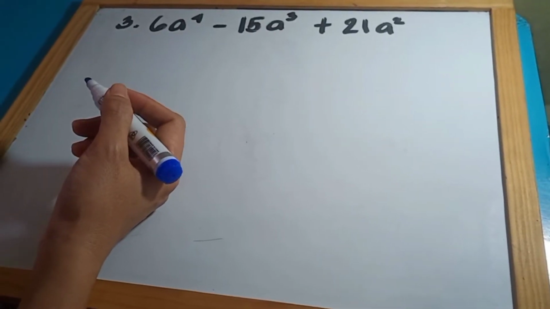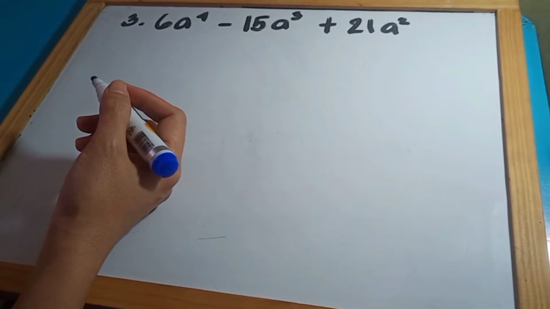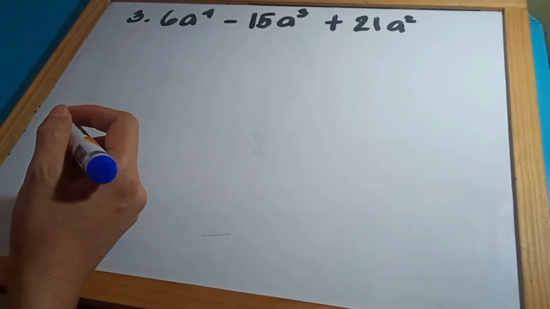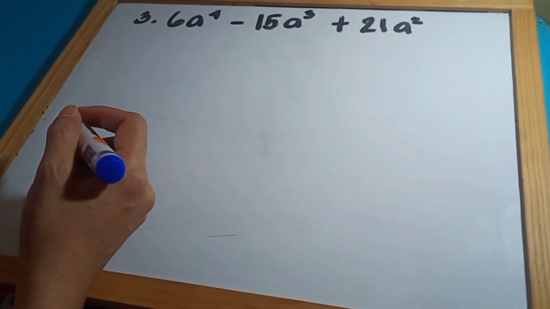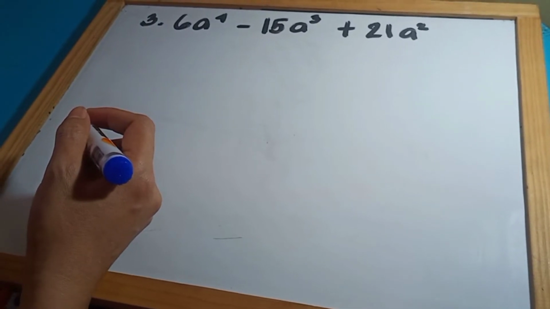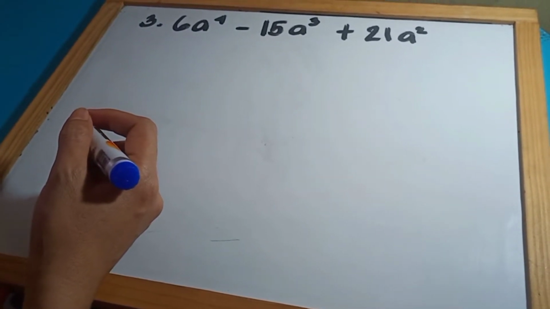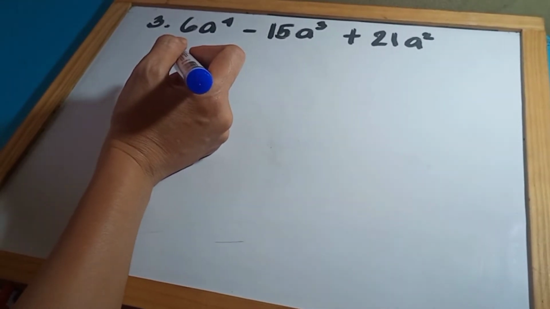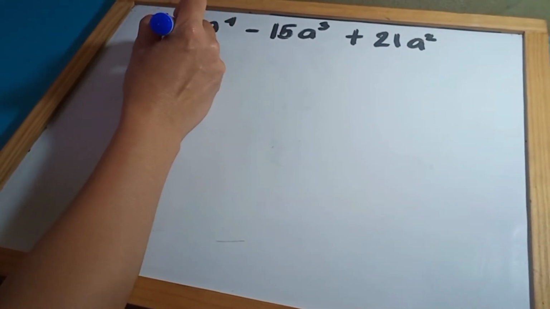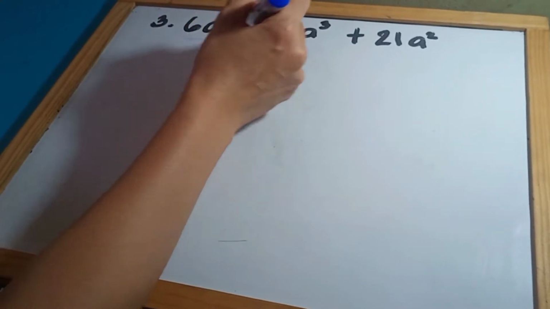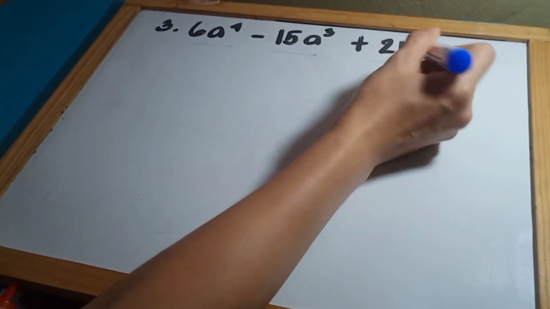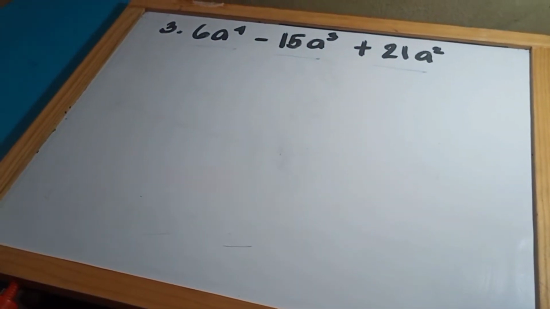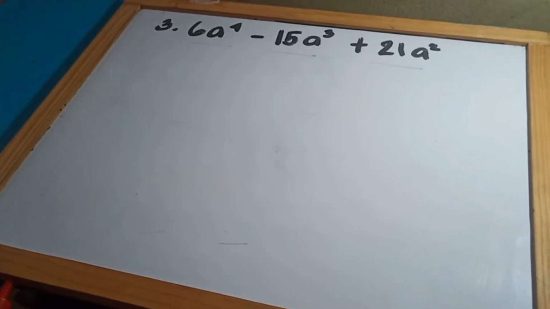Okay, so let's proceed to example number 3. Example number 3, 6a to the 4th minus 15a cubed plus 21a squared. In our example, how many terms do we have? So we have 1, 2, and 3. So we have 3 terms involved here.